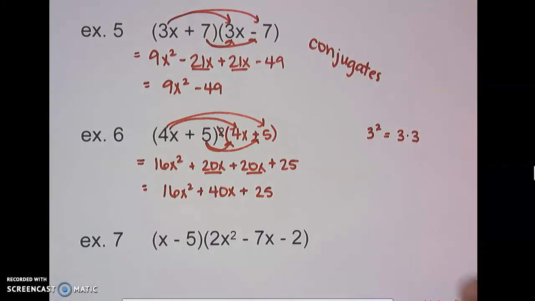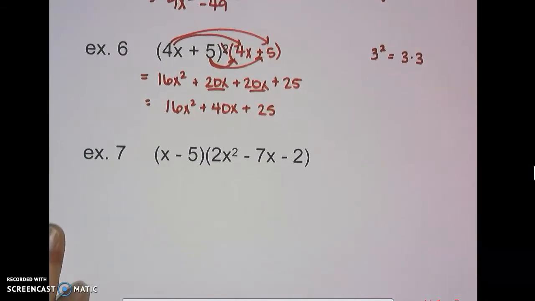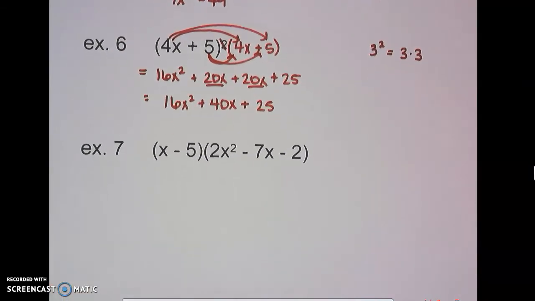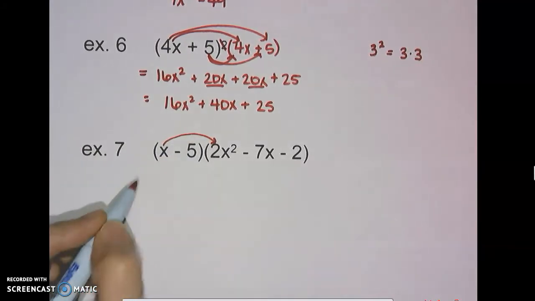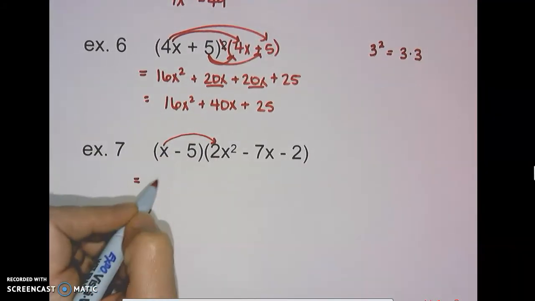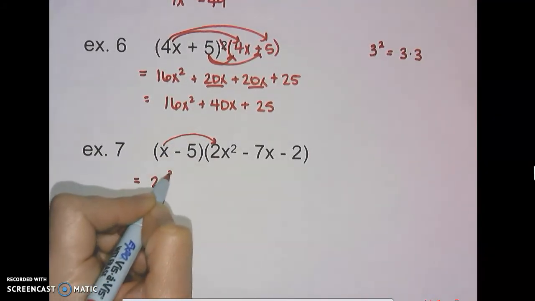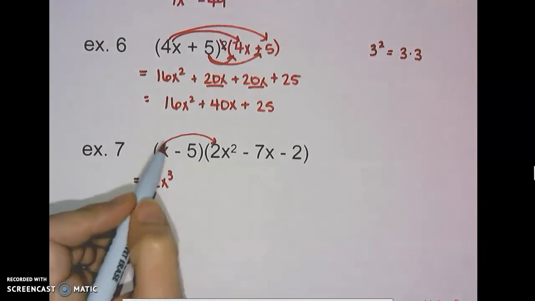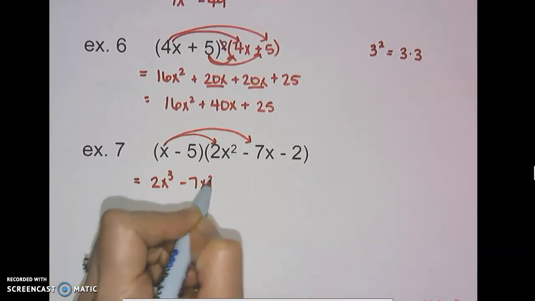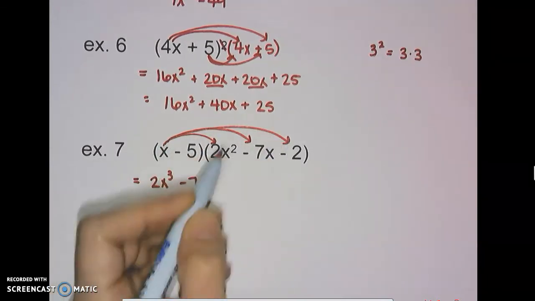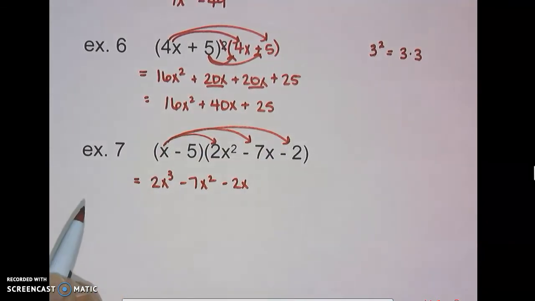Let's look at one more where we're taking a binomial and multiplying it by a trinomial. So we have the quantity x minus 5 times the quantity 2x squared minus 7x minus 2. So these work the exact same way. We're taking this x and we're distributing it into every piece over here. So x times 2x squared would give us 2x to the third power because we add those exponents. X times negative 7x would give us negative 7x squared. And x times negative 2 is negative 2x.